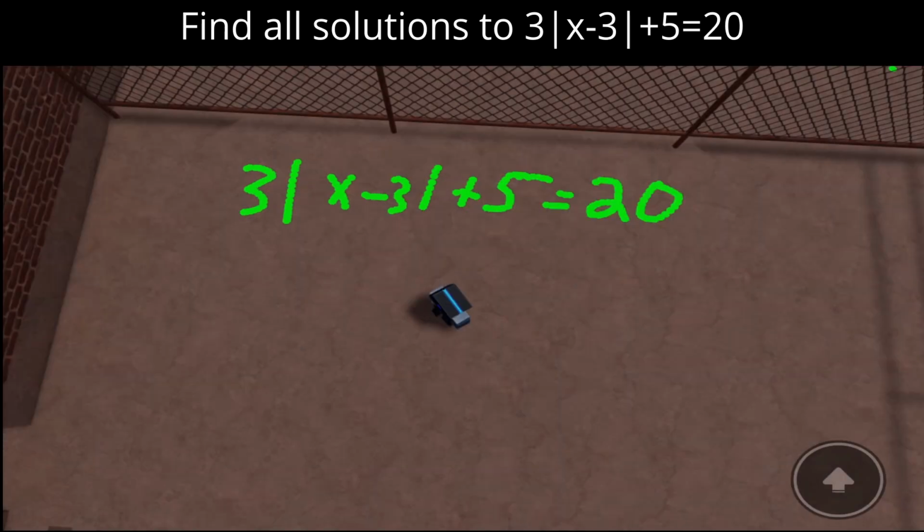Let's go to another one. This equation says 3 times the absolute value of x minus 3 plus 5 is equal to 20. To solve this, let's subtract 5 from both sides.